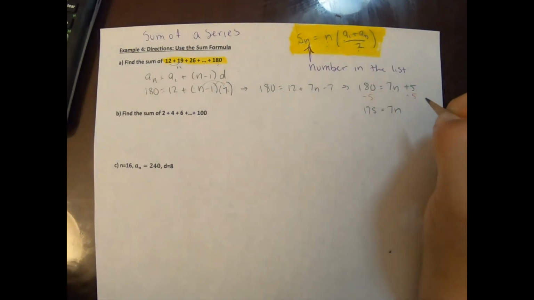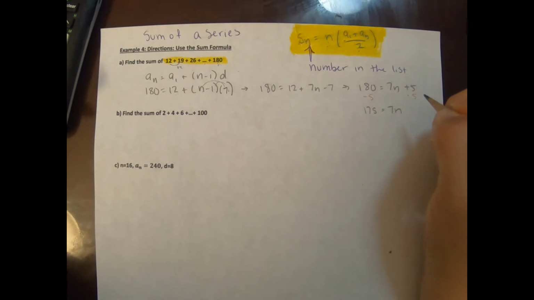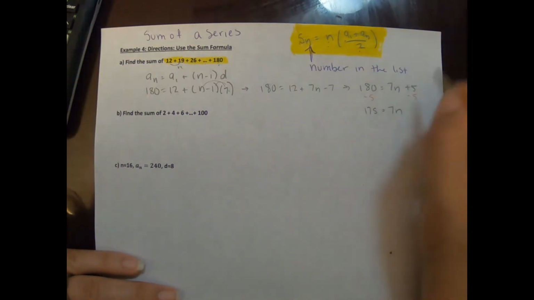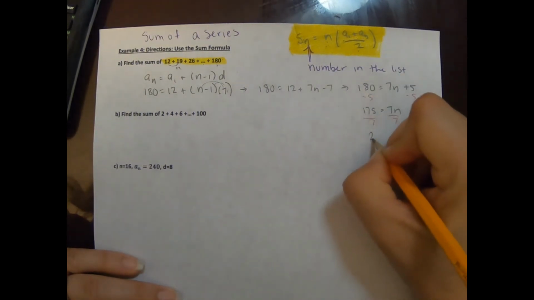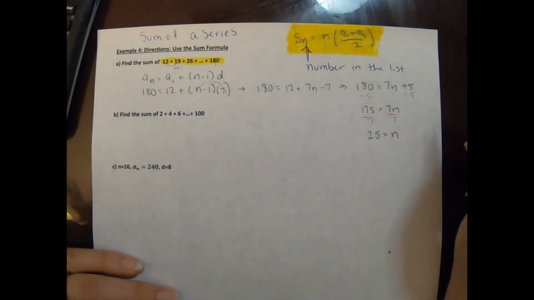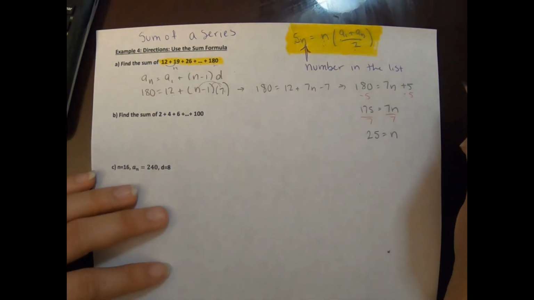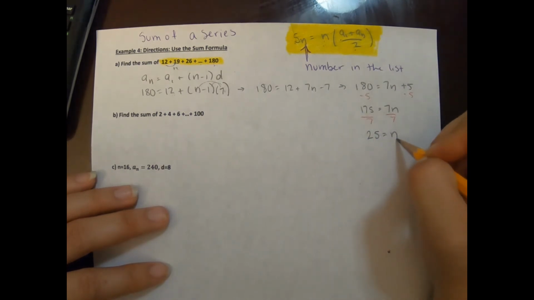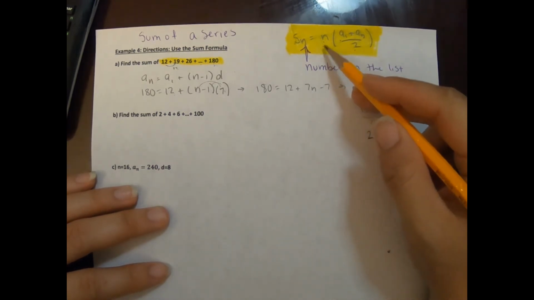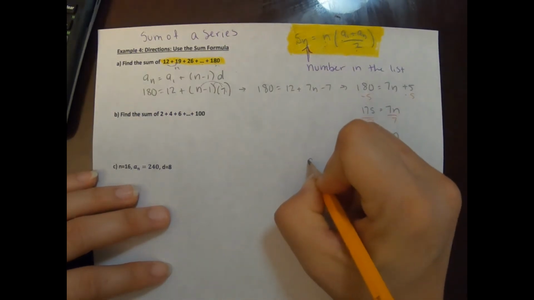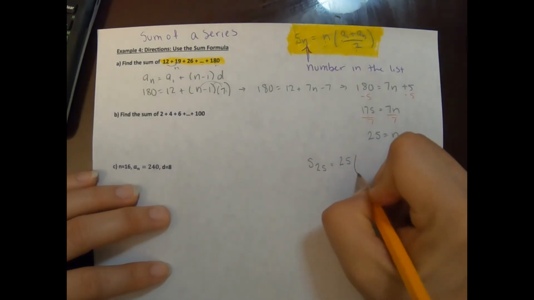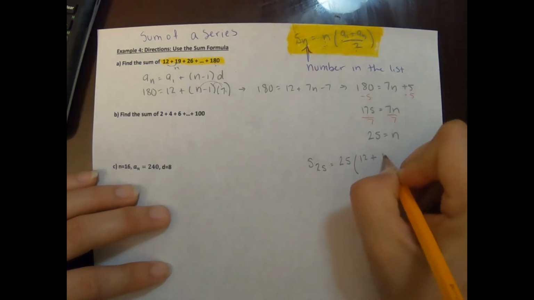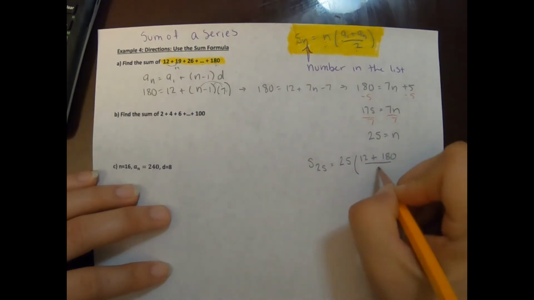175 is 7n. We'll divide both sides by 7. Clearly, it's 25. So 25 is n. So now that we have 25, we're going to plug it into our series formula. So we want to find the sum of the first 25 terms. And that's going to be 25 times (12 plus 180) all over 2.